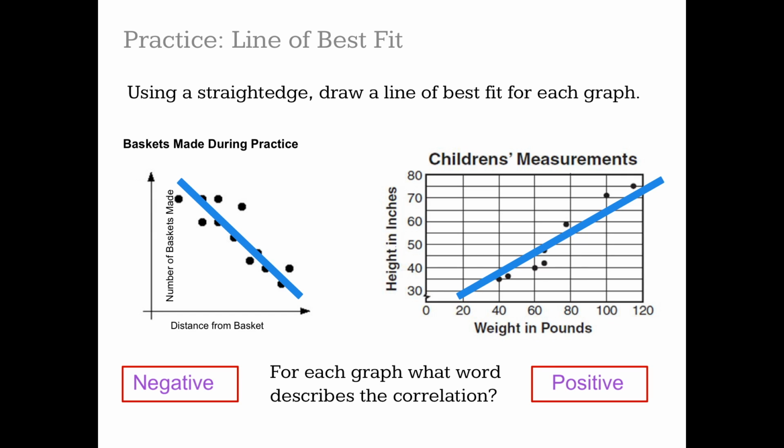Were you able to draw the lines, getting most of the points on your line? And then were you able to use that line to determine that on the left-hand side we had a negative correlation, and on the right-hand side we had a positive correlation? Now let's talk about outliers.